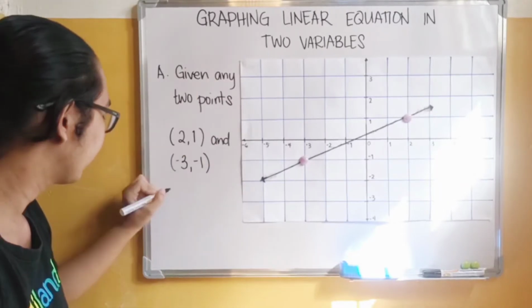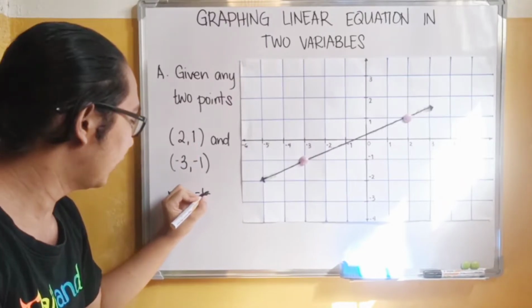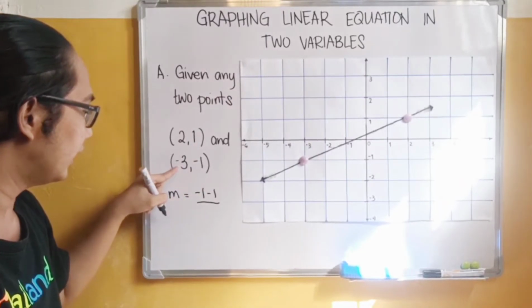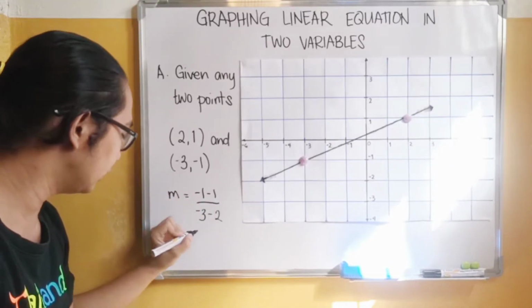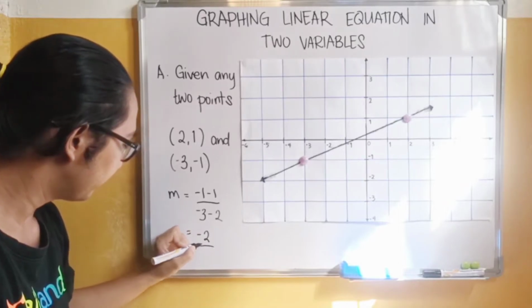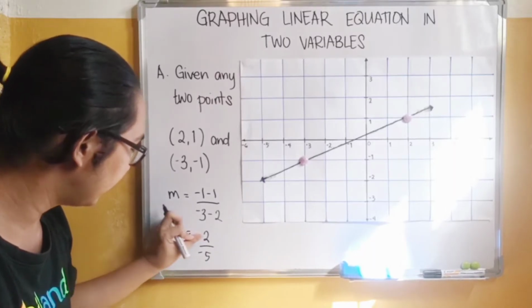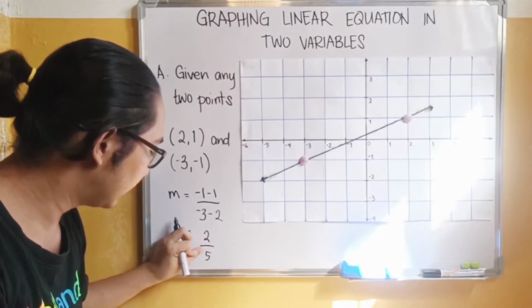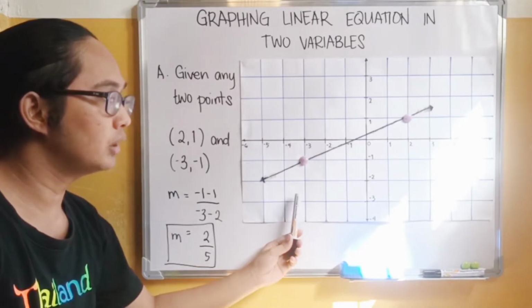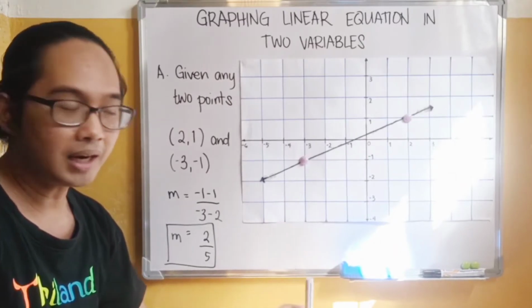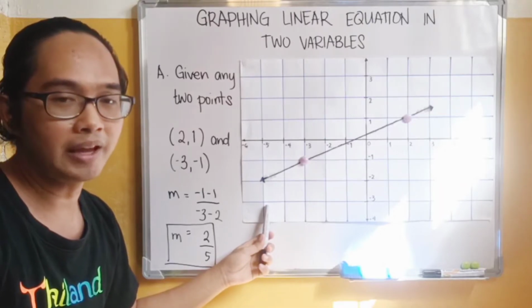Solve natin. For your slope, we have the y sub 2 minus y sub 1, so negative 1 minus 1 over negative 3 minus 2. Negative 1 minus 1 is negative 2 over negative 5. Negative 2 over negative 5, we need to simplify, that is already positive. Kasi negative divided by negative is positive. Ibig sabihin, if we are going to describe the graph has the slope of 2 over 5 and it is increasing from left to right.